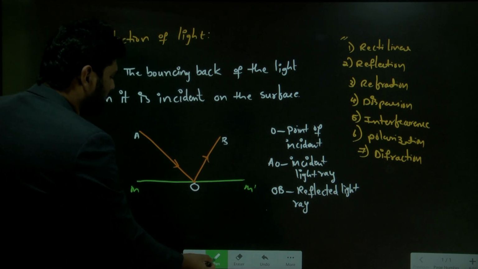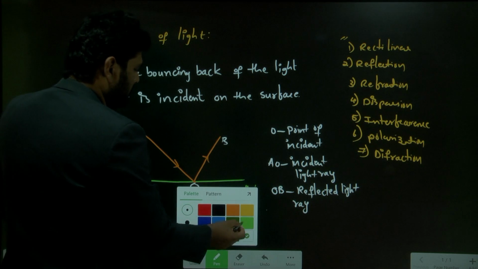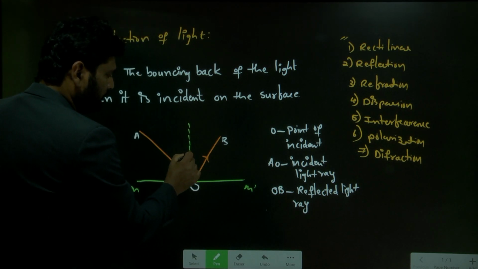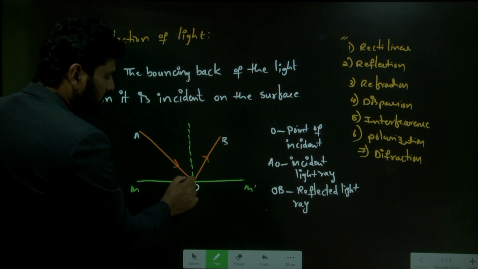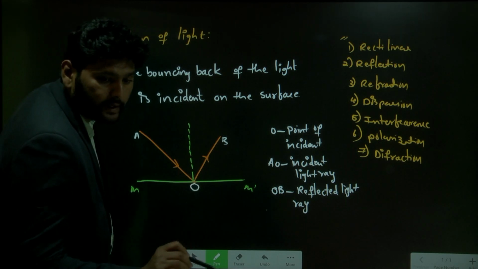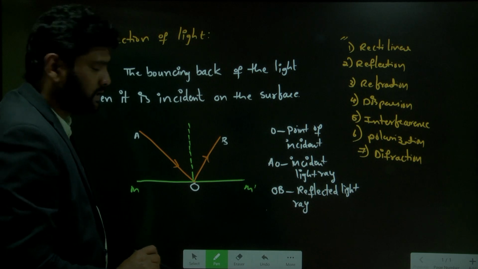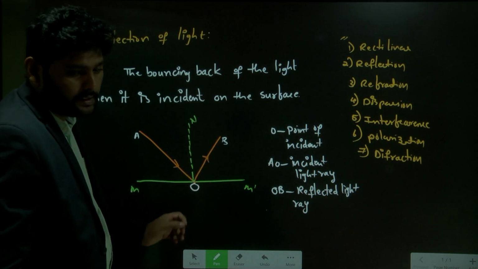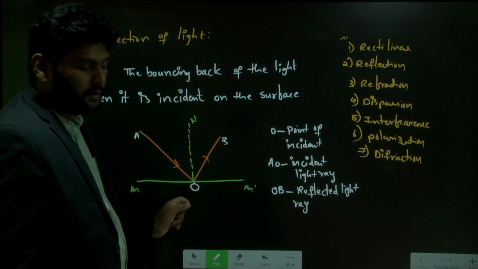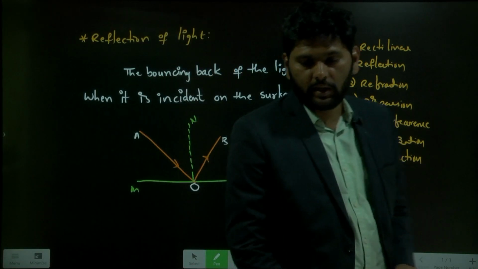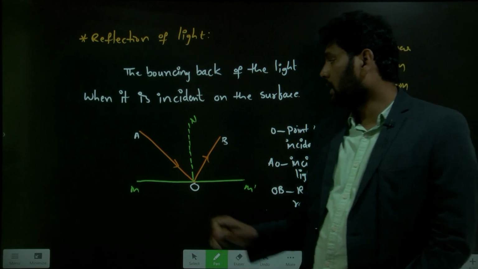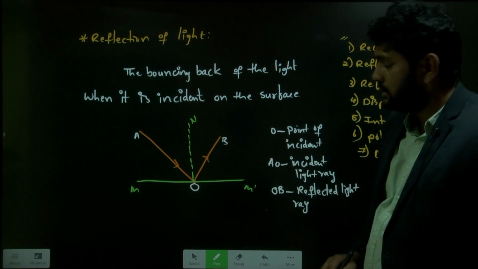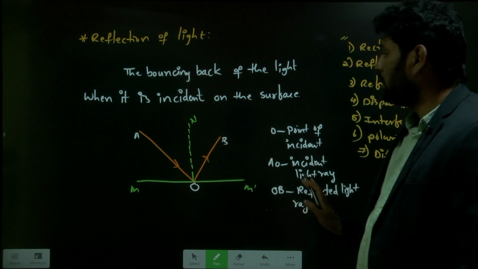Now, if you draw a normal at the point of incident, let us take a normal here. I am taking the normal exactly at the point of incident. Why do I represent this normal with a dotted line? Because it is an imaginary line.